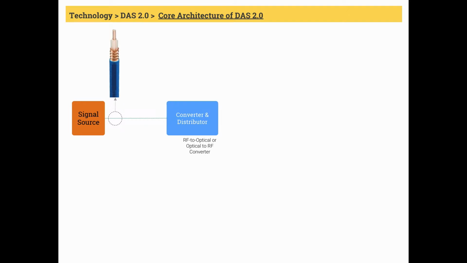We use a converter to convert RF to optical. Different manufacturers produce converters with different features and names. So for now, let's just stick to the term converter. This converter also distributes optical signal to multiple converters which are strategically located at different parts of the building. In the DAS industry, this second set of converters are known as remotes.